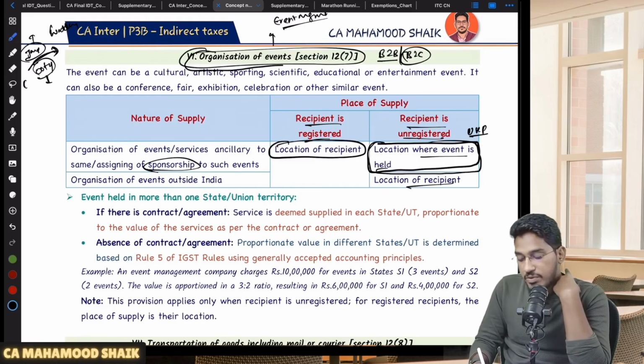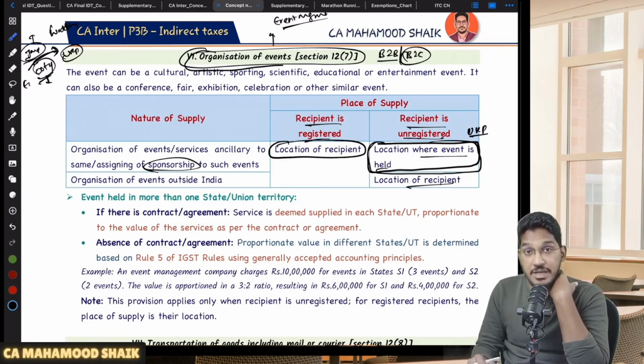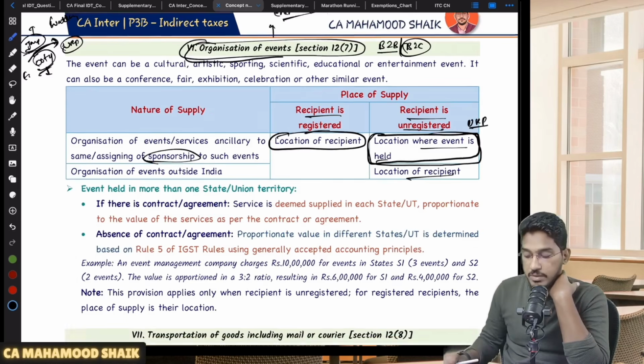Okay, so now I am providing event organizing services. My recipient is an unregistered person. So the event is happening within India, wherever the event is taking place. But here the events are happening at two places, sir. How to determine the place of supply? Both will fall under the place of supply, but you have to bifurcate the value. Sir, how will we bifurcate the value?